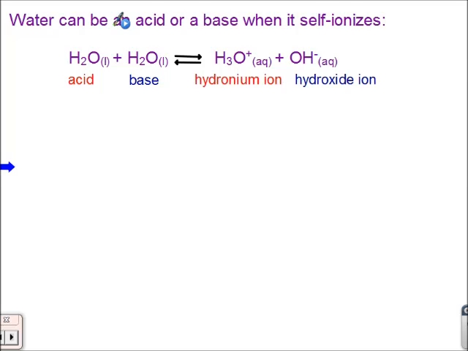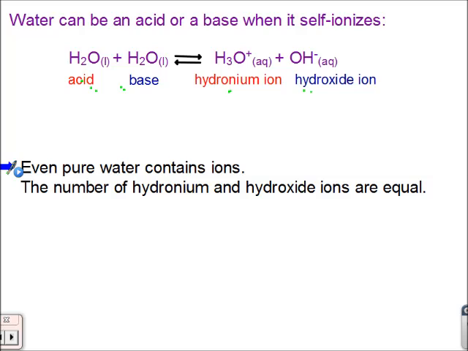But even without anything else in the water, there is some hydronium and some hydroxide ions present, because water will react with other water molecules to form hydronium and hydroxide. Even pure water will contain these ions. The number would be equal if I have pure water.